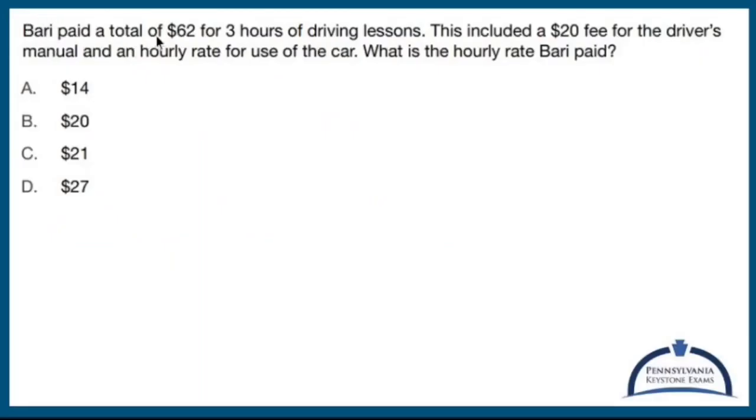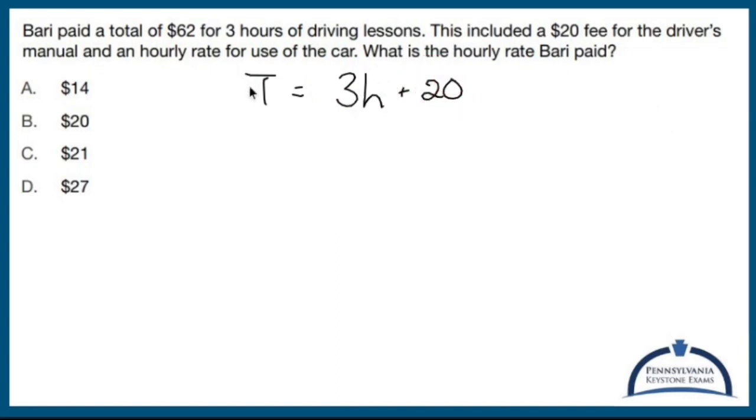Bari paid a total of $62 for 3 hours of driving lessons. This included a $20 fee for the driver's manual and an hourly rate to use the car. What is the hourly rate Bari paid? All right, so he paid a total of $62. So let's just set up an equation. The total is $62, right? 3 hours of driving lessons, and he included $20 just for the manual.